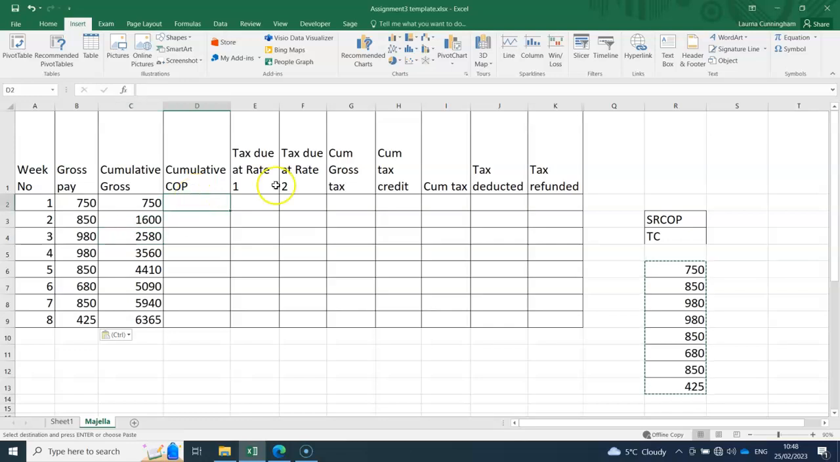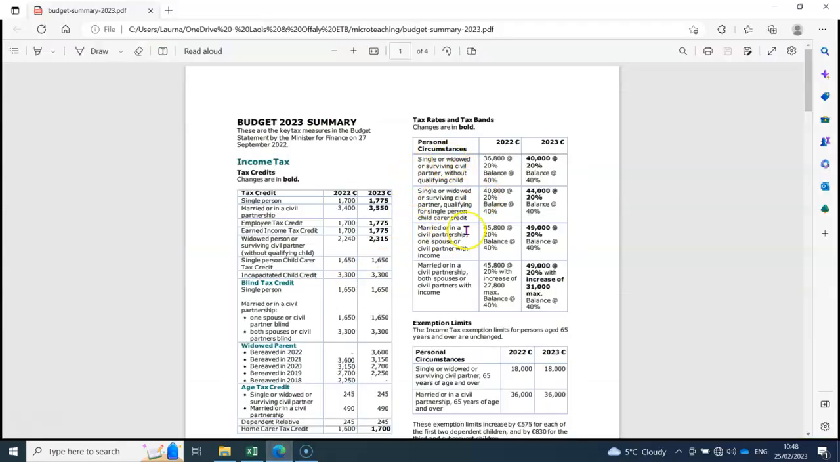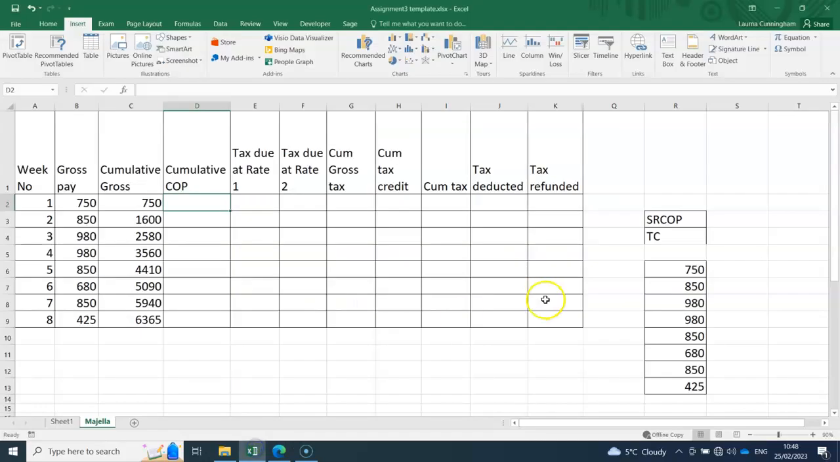Okay, so we're told that Magella is a single person with a child. So based on that, her standard rate cutoff point is going to fall in here. So single or widowed or surviving civil partner qualifying for the single person child carer credit. So that means that the first 44,000 that she earns will be at 20% and the balance at 40%. So we're just going to put that into our formula here. Now it'll fill in a spreadsheet over here on the cutoff point field, and I'll explain to you what that's doing in a second.